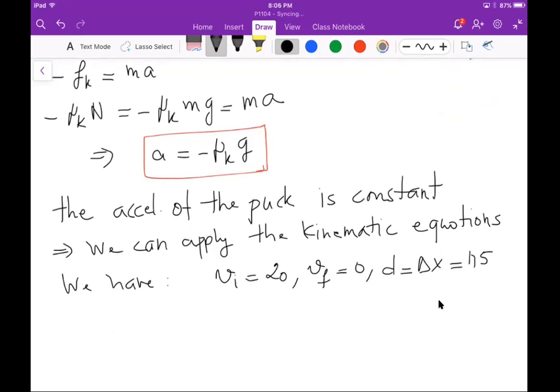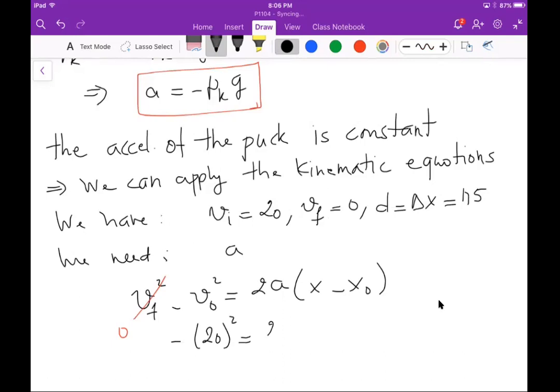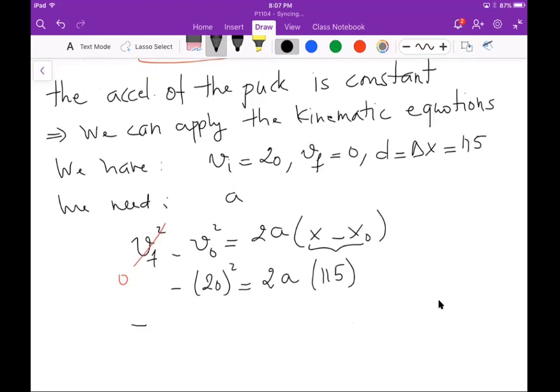And we are looking for the acceleration, a. So what equation can we use? If you think a little bit about it, you will see that we have one equation, given by v final squared minus v zero squared equals 2a times x minus x zero. And this is exactly what we are looking for. So in our case, v final is equal to zero, v zero squared is 20 squared, equals 2a, where a is the unknown, and x minus x zero is simply the distance, which is equal to 115 meters. So out of this, we can conclude the acceleration is given by the value.